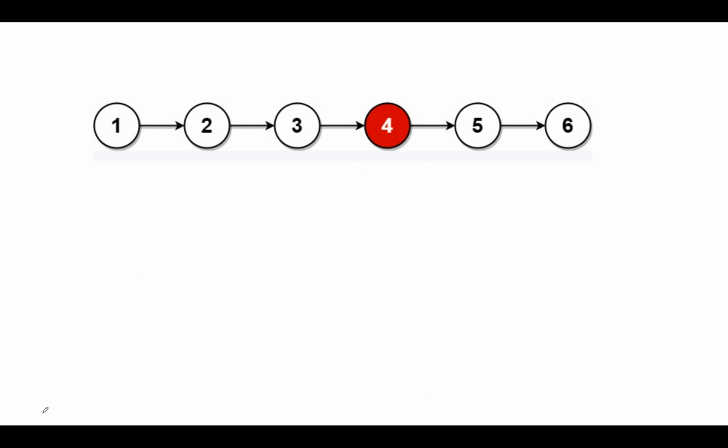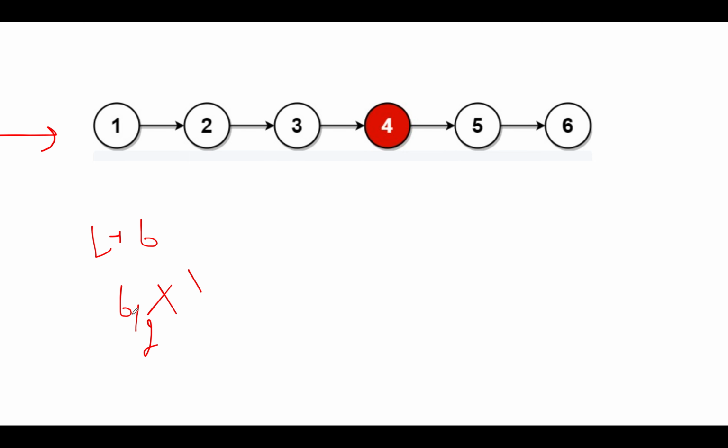Let's walk through the other case where the linked list has an even number of nodes. The first approach is pretty simple and straightforward. What do you do? You identify the count of nodes that are present in the linked list. The length turns out to be 6. You apply the formula length by 2 plus 1.